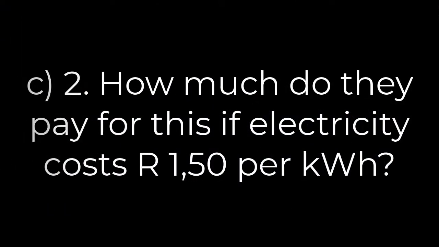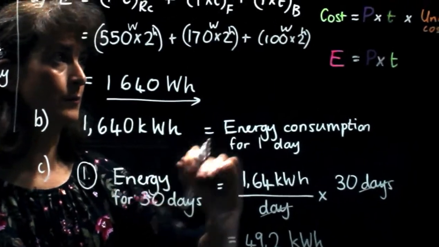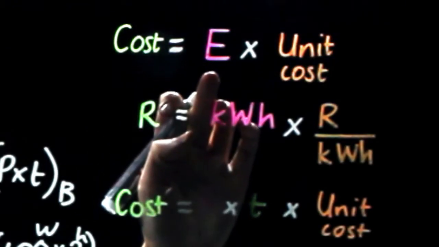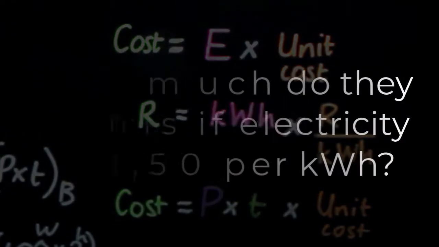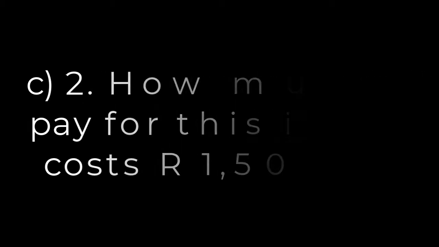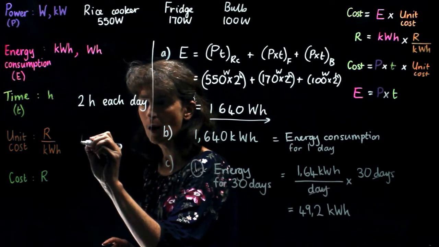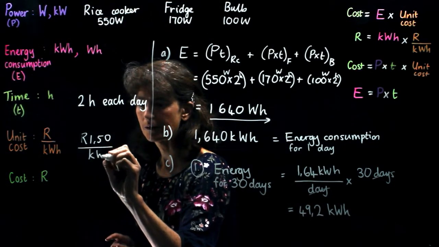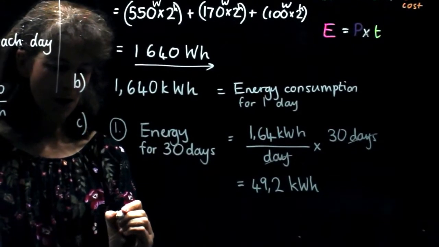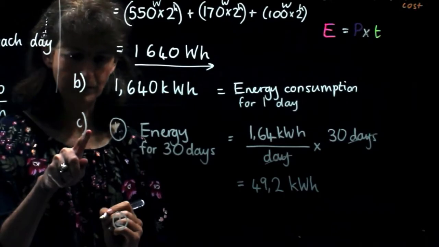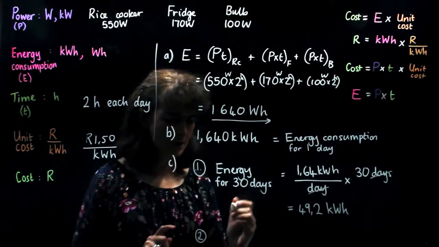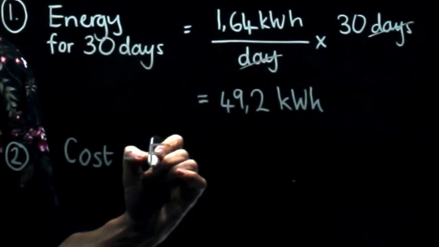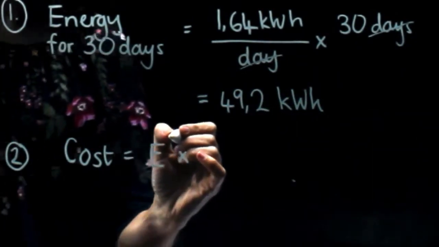We were asked how much they have to pay. We have the energy consumption, E. We need to find out the cost, how much they have to pay. So we need the unit cost. And of course, they do give us that information. Let's put the unit cost information in here. R1.50 per kilowatt hour. And so the second part of our question in solving for C is then to work out the cost, which is equal to the energy consumption, which we've just worked out, multiplied by the unit cost.